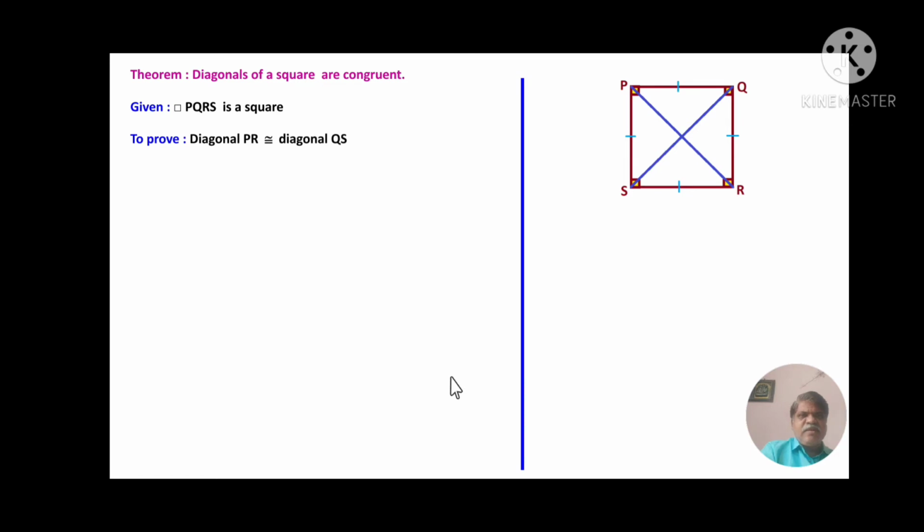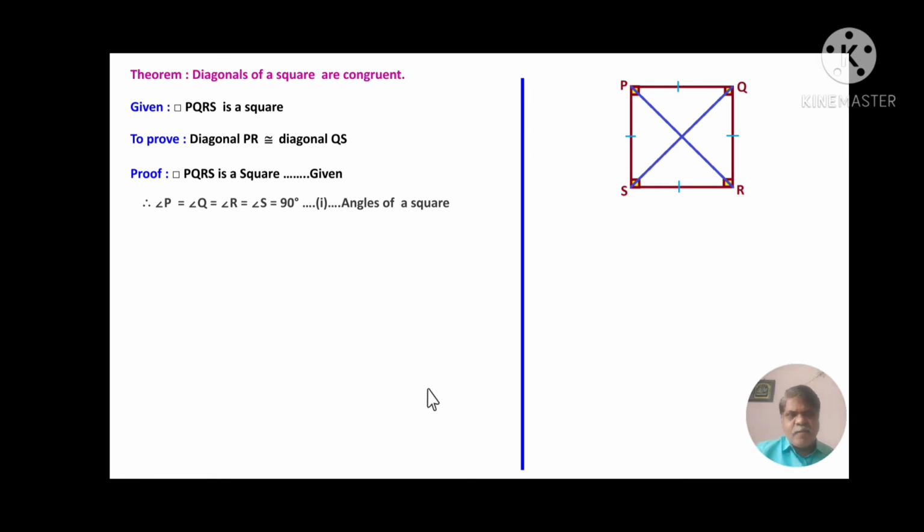Now to prove diagonal PR is congruent with diagonal QS. So let us start with the proof. Quadrilateral PQRS is a square, it is given. Therefore, we can write angle P is equal to angle Q is equal to angle R is equal to angle S is equal to 90. That is the angles of a square.